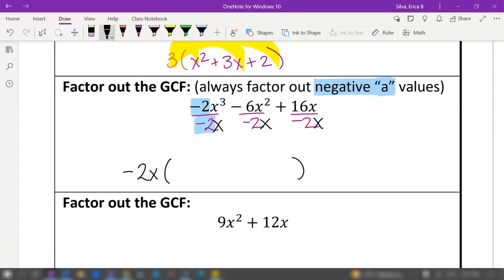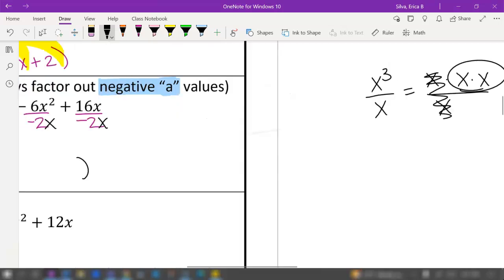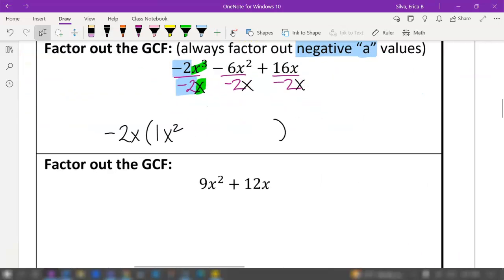Now when you divide these numbers, we first divide our numbers. Negative 2 divided by negative 2 is 1. We don't write the 1, but we can write it this time. We get x to the third divided by x. That is x squared. And the reason is because if we have x to the third divided by x, that means we have 3 x's in the numerator and 1 in the denominator. These two cancel to give us 1, so we end up with 2 left over. And that's where that x squared comes in.